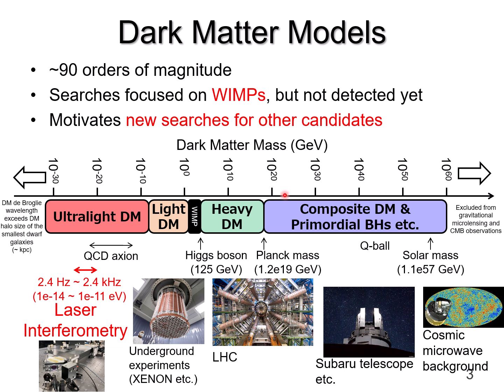But the searches were focused on WIMPs, which are weakly interacting massive particles, in this range. There have been a lot of large-scale experiments to try to detect these WIMPs, but they have not been decisively detected yet. And this motivates us to search for other candidates with new ideas. Our focus is on this range, ultralight dark matter with laser interferometry.